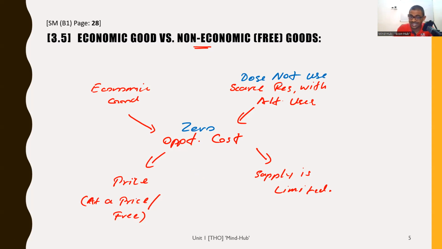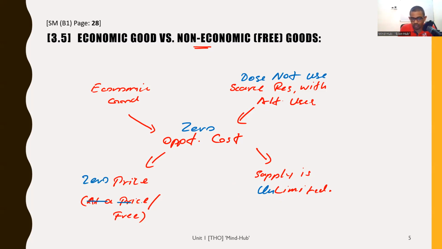Because we are not using scarce resources, supply is not limited, supply is unlimited. I hope that's clear. Unlimited supply, unlimited availability, is there at what do we say? Zero price.